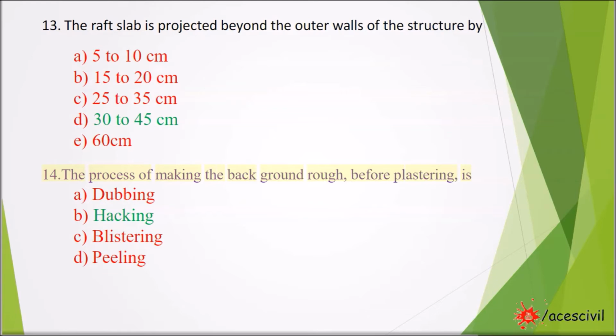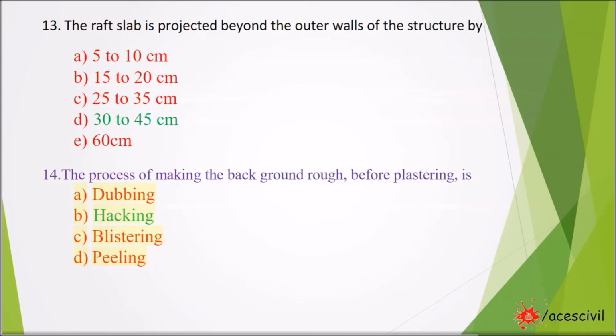14. The process of making the background rough before plastering is: a. Dubbing. b. Hacking. c. Blistering. d. Peeling.